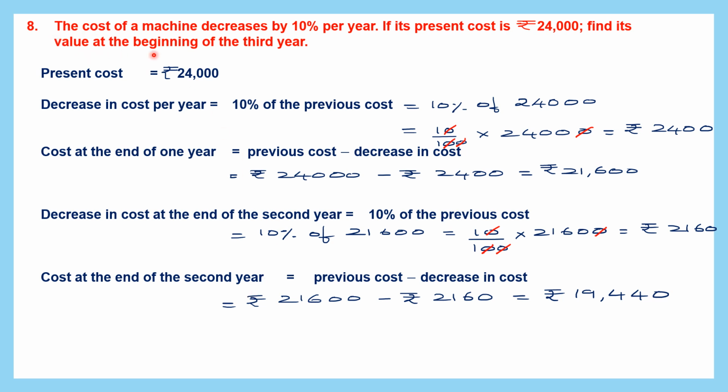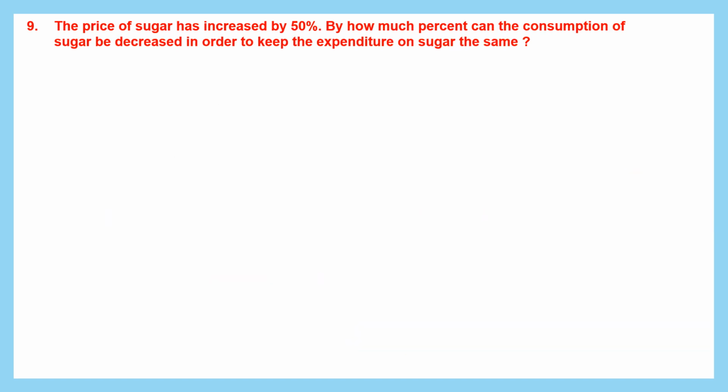That means it's the value at the beginning of the third year. The beginning of the third year is what is at the end of the second year. So this is our final answer. What is our final answer? Rupees 19,440 is the value at the beginning of the third year. This is our answer.